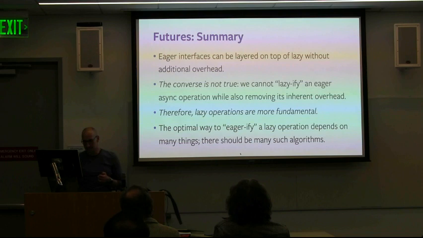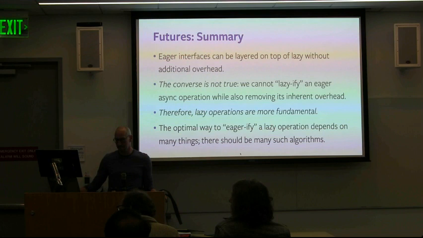Question. Why did the standard choose to go with the eager operation in the beginning? Why did the committee add std::future as an eager operation in the beginning? That's, you know, industry experience. That's what the whole industry was doing. You could say, like, the programming world, the C++ programming world at least, didn't know any better.